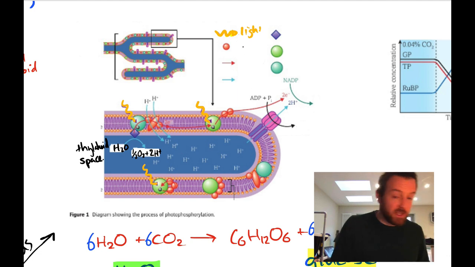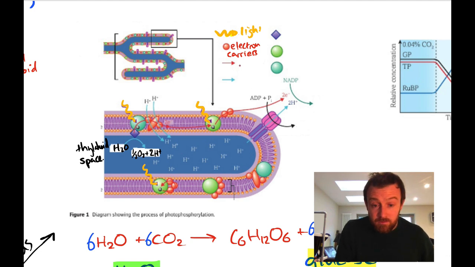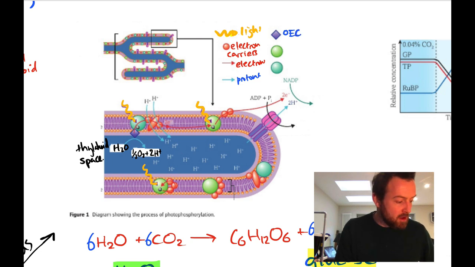Sorry, I was labeling, wasn't I? So these red molecules here are electron carriers. Red is the movement of electrons, I'll just write electrons. Blue is the movement of protons. This up here is the oxygen evolving complex, which we talked about earlier, which is to do with photolysis.